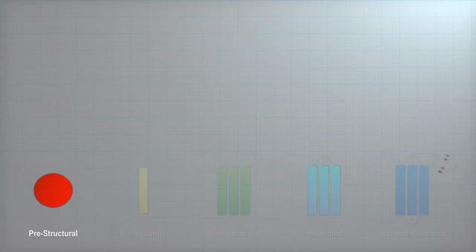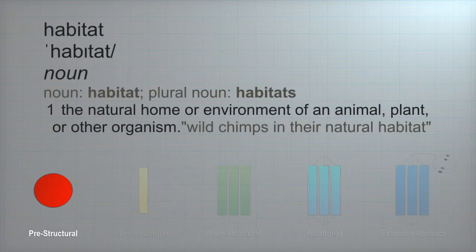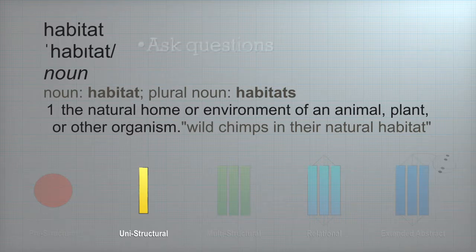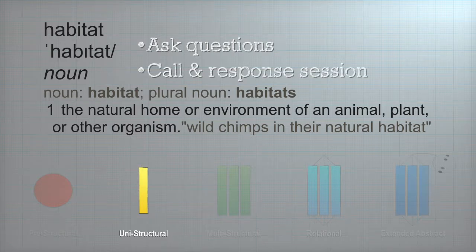We begin the lesson by introducing a simple definition of what a habitat is. Our aim is to help students make the first step from pre-structural to unistructural. We give the definition of a habitat along with some examples. We ask some questions which help students connect this to their prior experience, and we then lead the class in a quick call and response of the keyword and its definition.